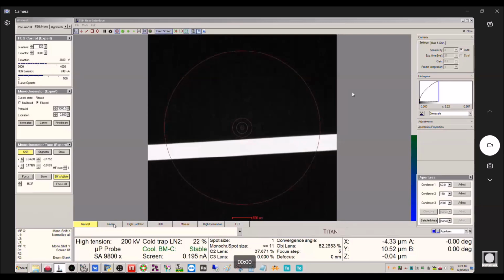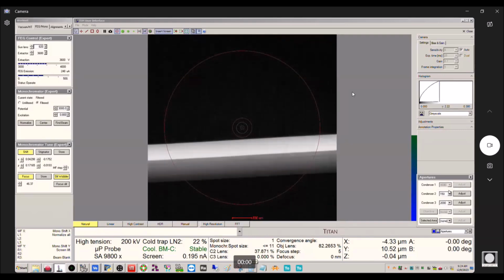Seeing if I can just knock it loose here for a minute. Anyways, that's the focusing, right? So then once we have it focused, push this focus. So now I'm adjusting the mono and not C2. And then we can take this guy out.